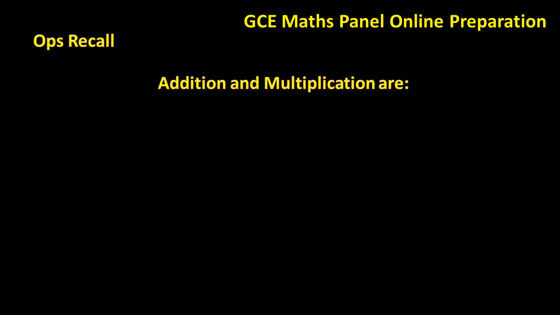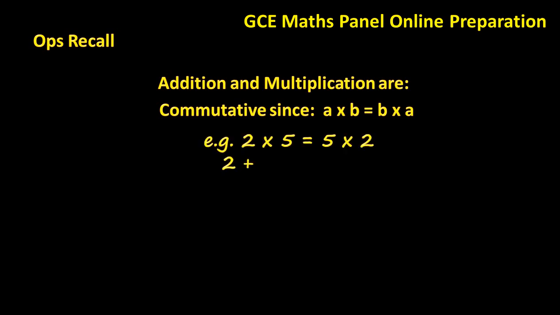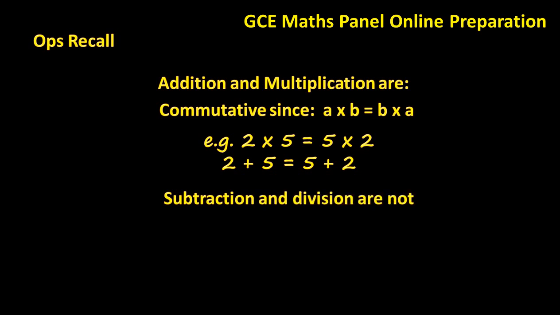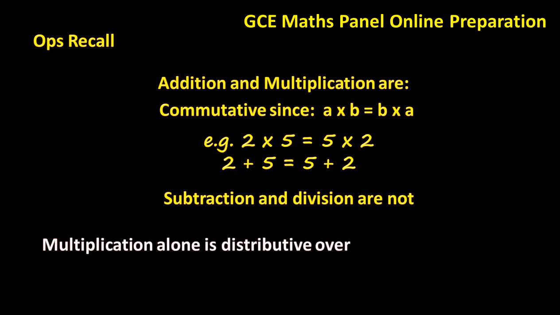Recall as well that addition and multiplication are commutative operations. Why? Because when you swap the positions of the numbers before and after the operation, the results remain the same. For example, A times B is the same as B times A. 2 times 5 is the same as 5 times 2, giving the same result, and it holds the same for addition. 2 plus 5 is the same as 5 plus 2, the results are the same. That's why we say these operations are commutative. Note, however, that subtraction and division do not follow the same rules. They are not commutative at all.